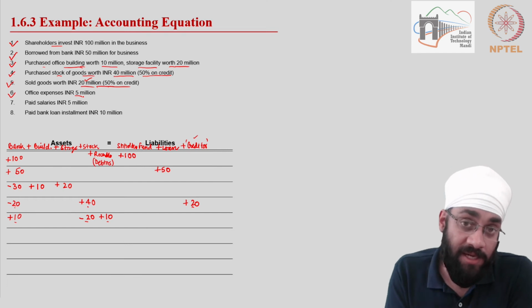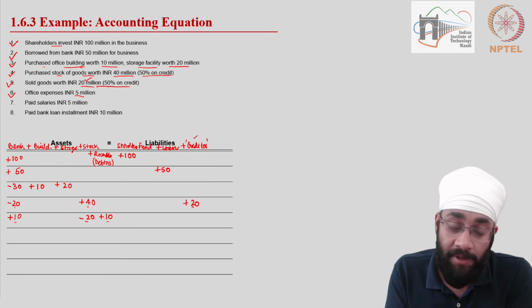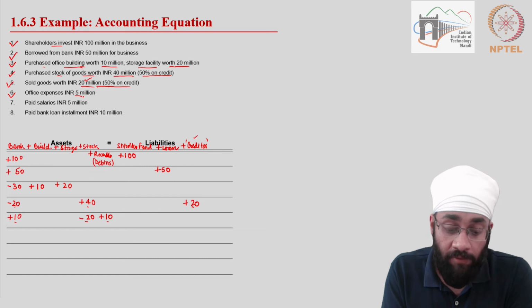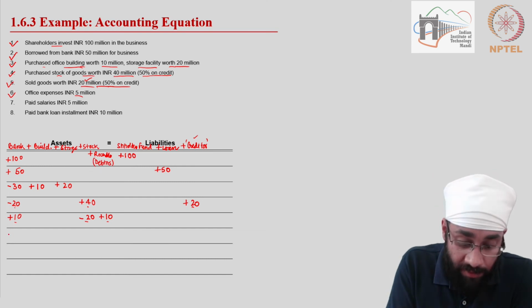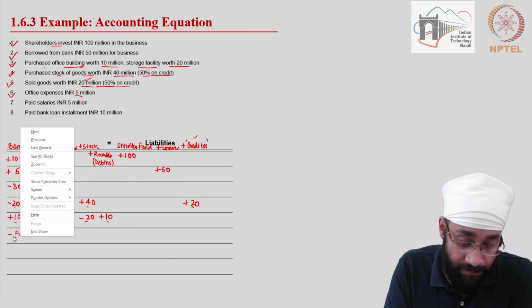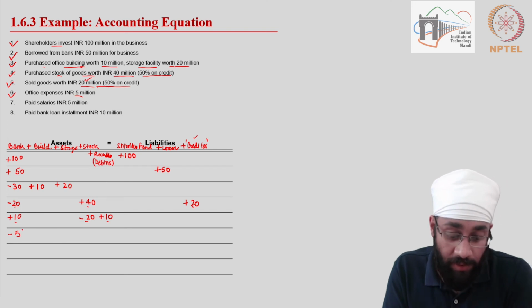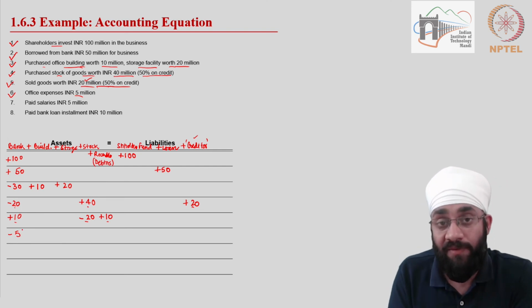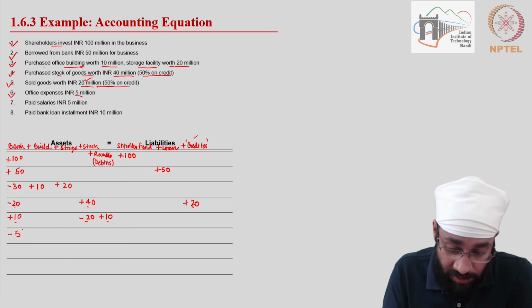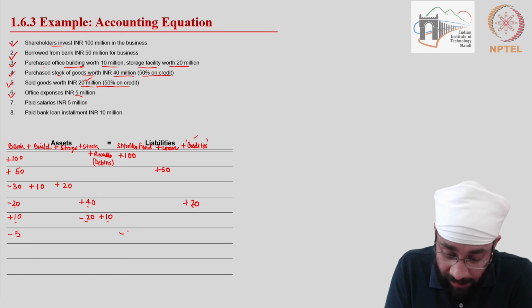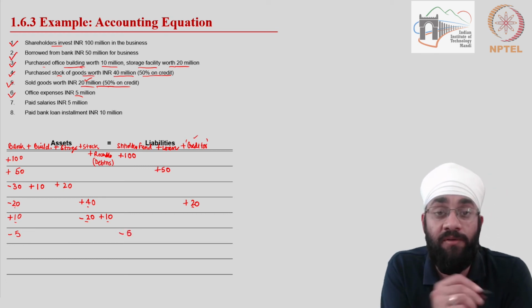Now this is an expense item, not an asset item, not a liability item. When you pay an expense, you pay out of the bank account. So minus 5. And we know any expense reduces the profit and hence reduces the shareholders' funds. So I'm going to do a minus 5 on shareholders' funds.